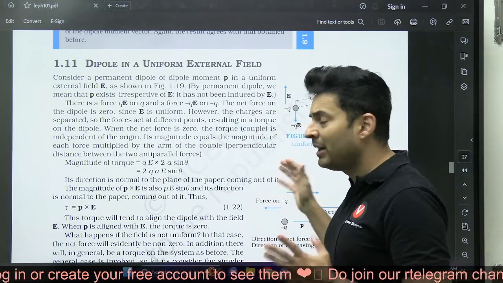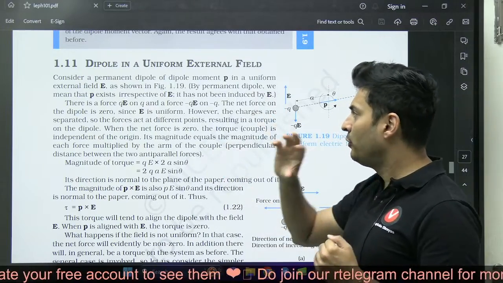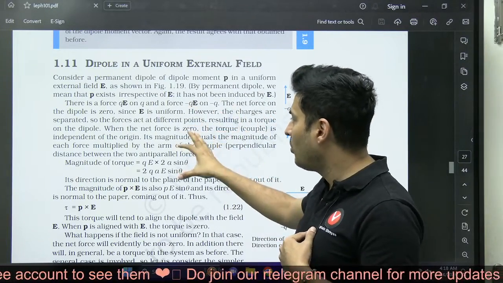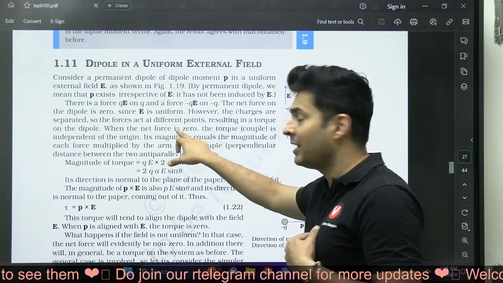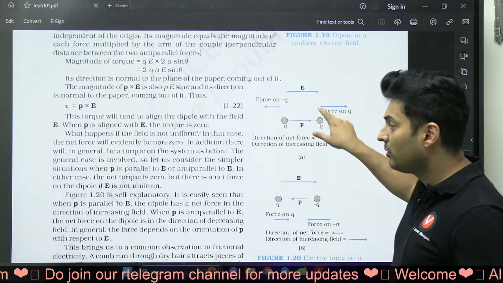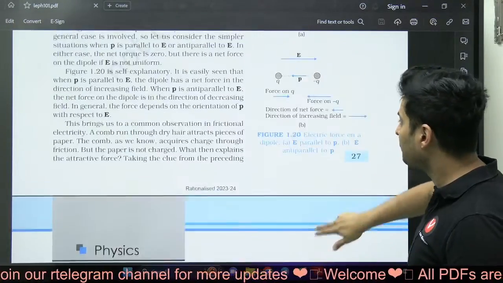P is the dipole moment, E is the external field. The net force exerted on a dipole is always going to be 0. Net force on a dipole is always 0. Force is 0, torque is not.